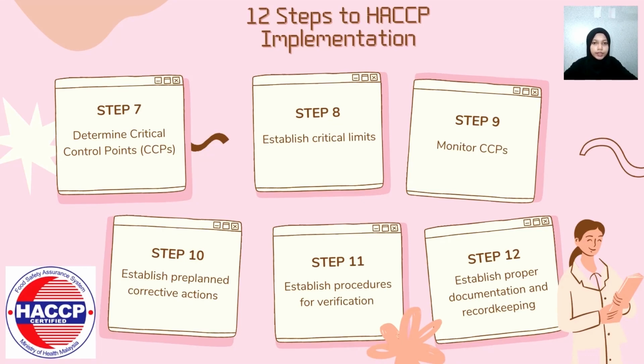Step 9. Monitor CCPs and develop processes for ensuring that critical limits are followed. Step 10. Establish pre-planned corrective action to be taken for each CCP in the HACCP plan that can then be applied when the CCP is not under control.